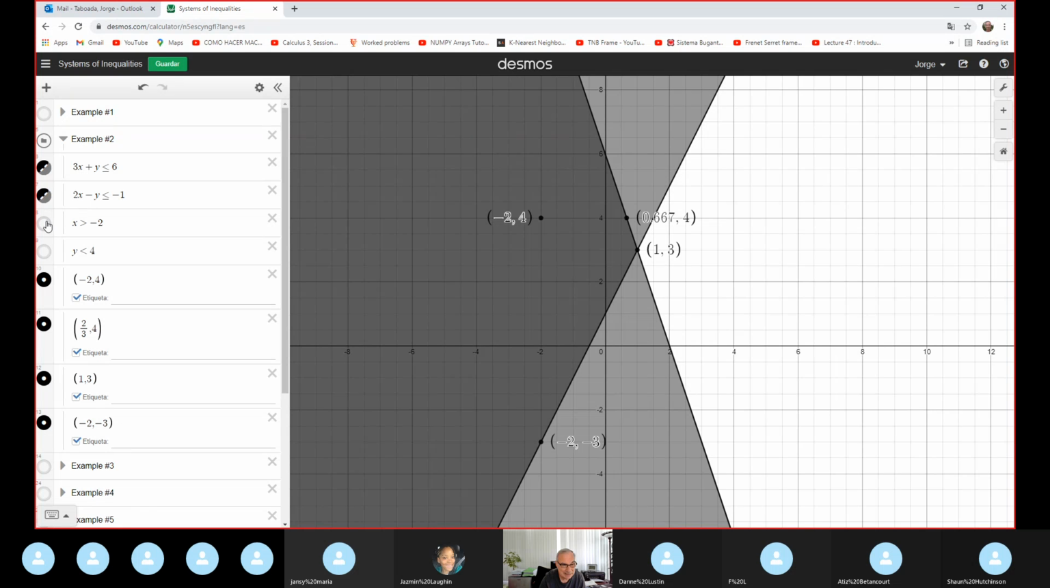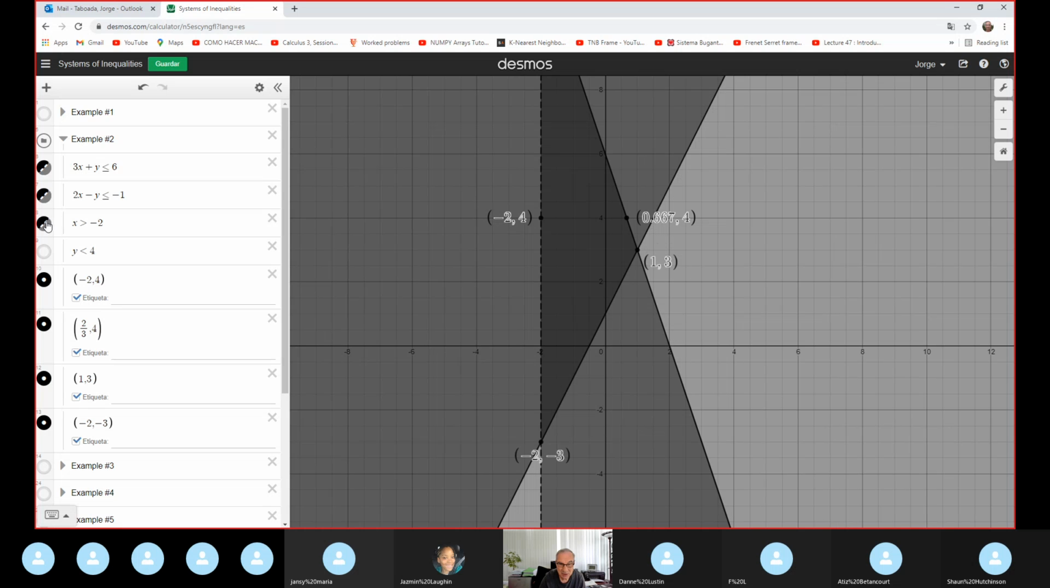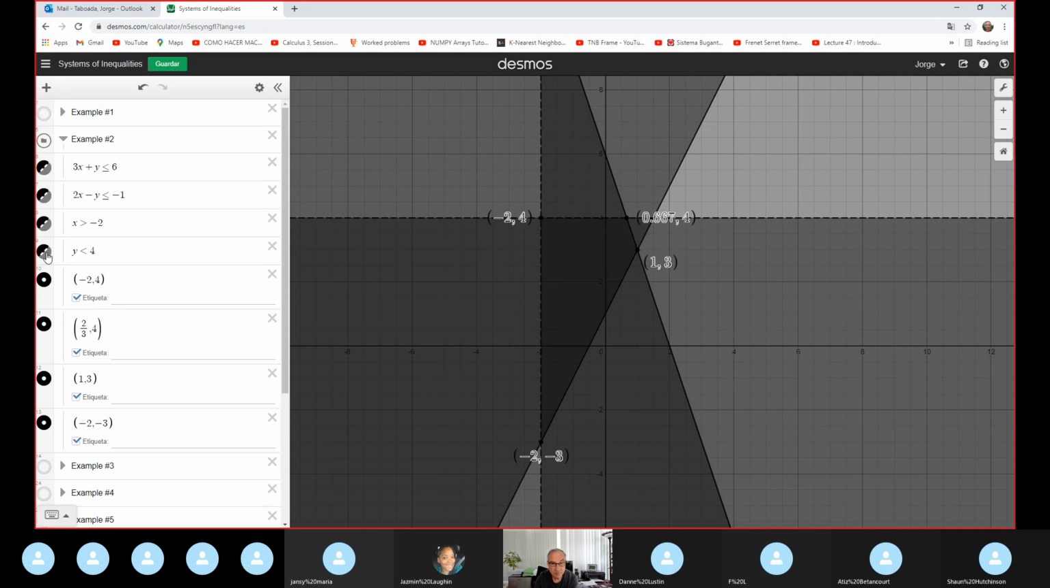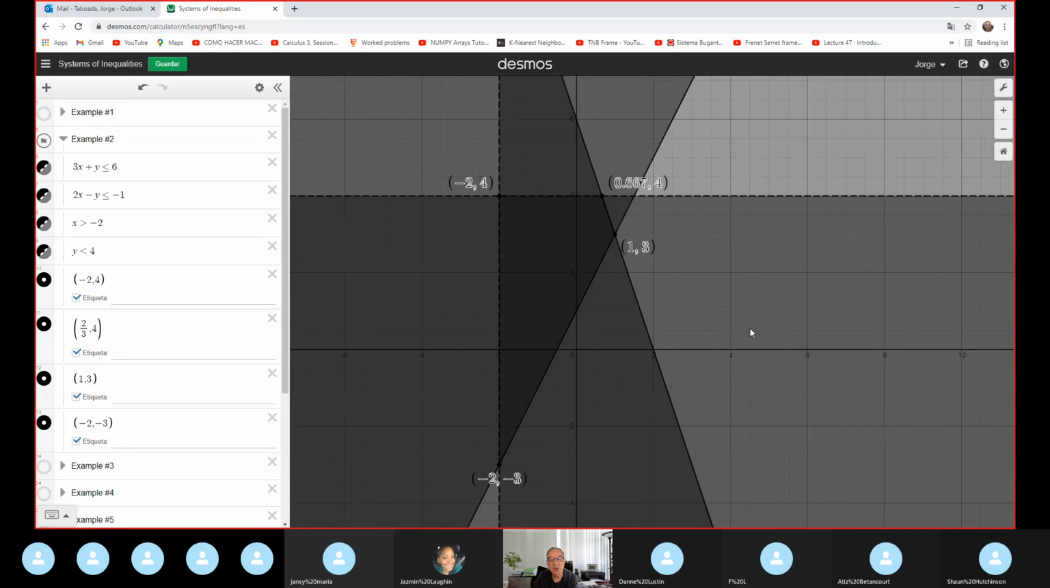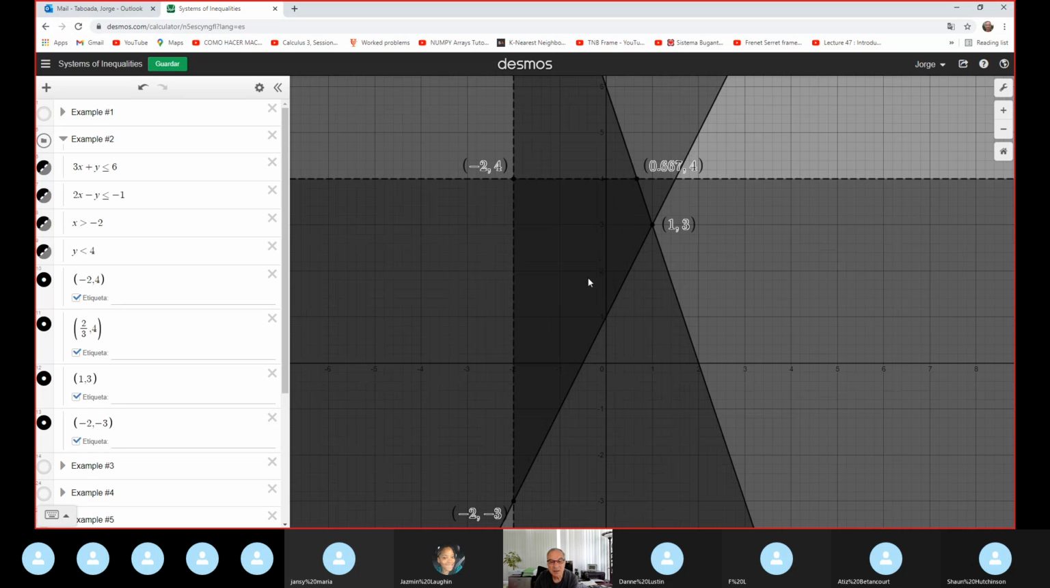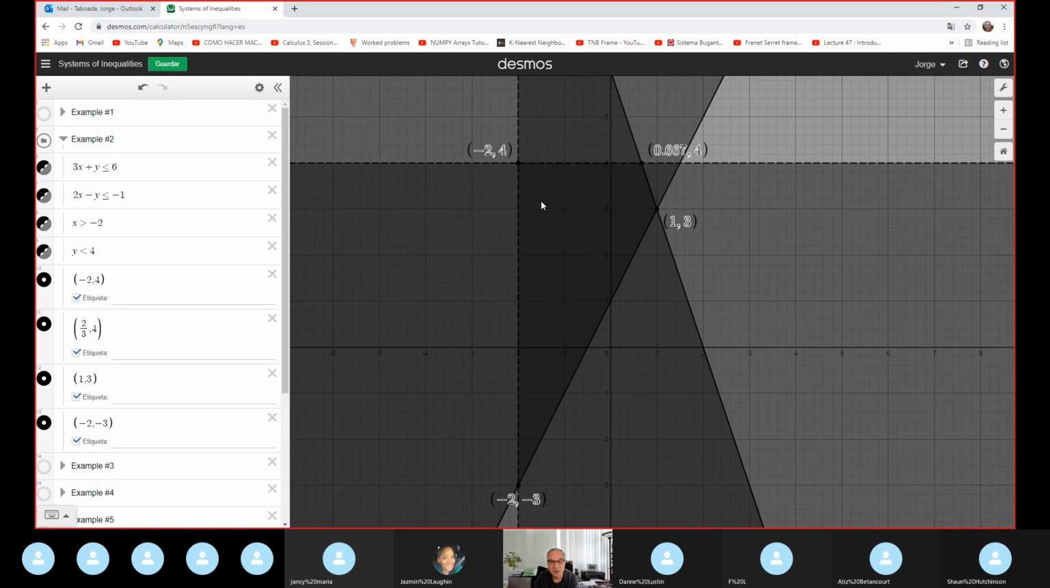The third one is greater than negative 2, so it's to the right, because it's a vertical line. The vertical line is not above or below, it's right or left. So it's to the right because it's greater than. And y less than 4, the related line is horizontal, but it's below, so it's down. Bam. Therefore, the solution is the dark region, the intersection.